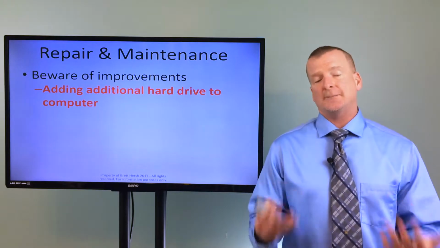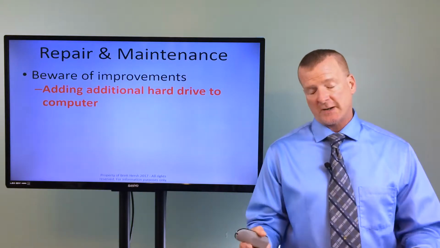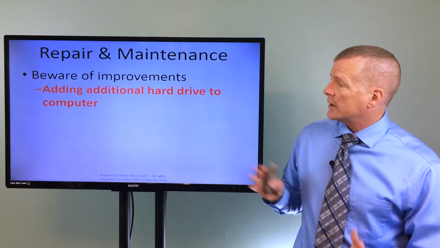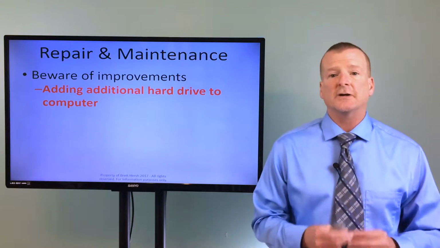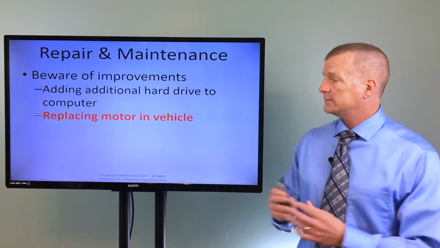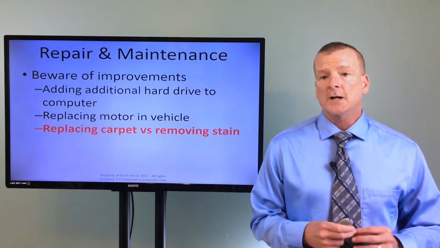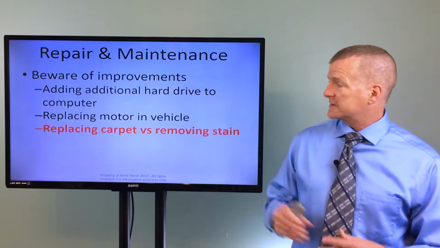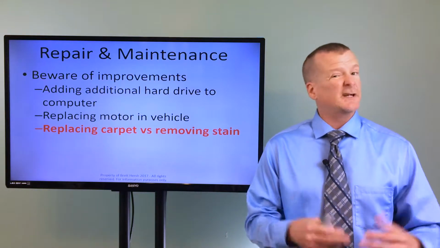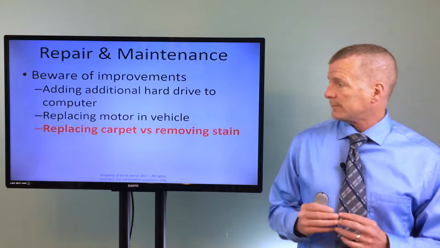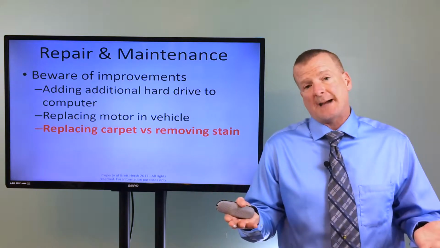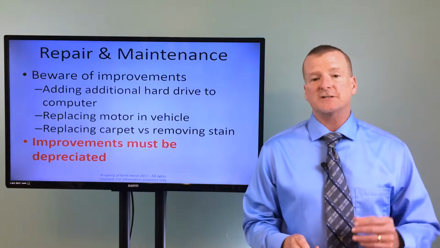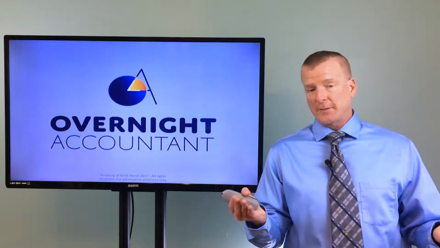Let's go through a few examples, because this can be confusing. Remember, $500 is kind of like a safe harbor we're using for this course. Adding an additional hard drive to a computer could be considered an improvement. Replacing a motor in a vehicle could be considered an improvement. Replacing carpet versus removing a stain: removing a stain would be repair or maintenance, or it could also be a cleaning expense. Replacing the carpet would be a capital asset that needs to be depreciated. Improvements must be depreciated, as I just mentioned. So that's it for repairs and maintenance.